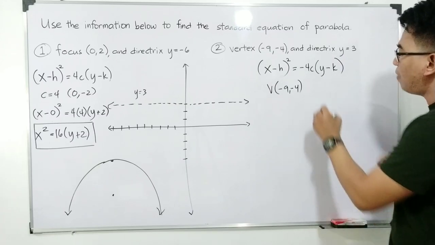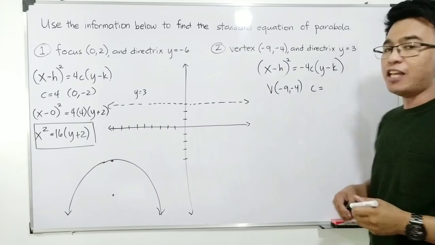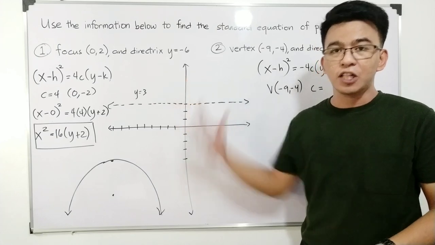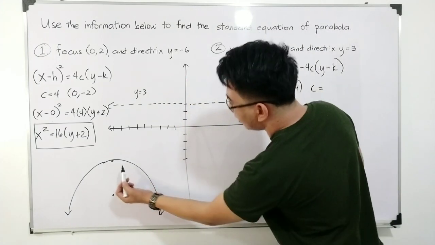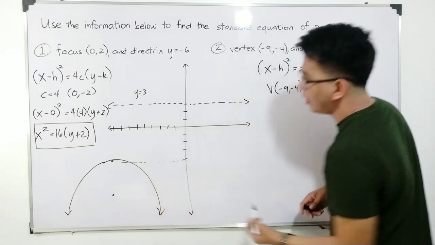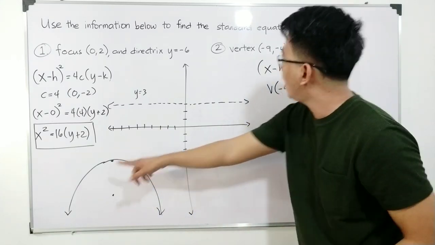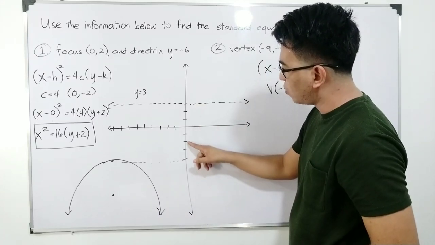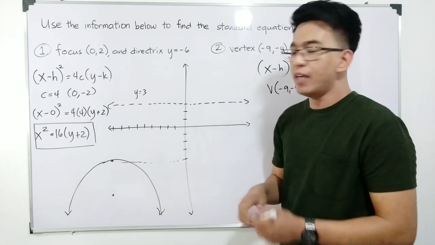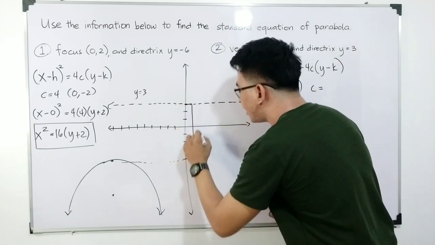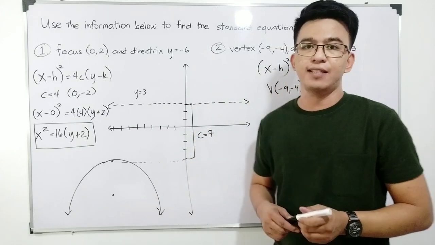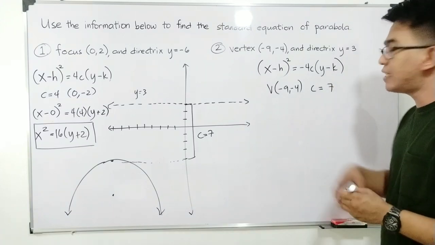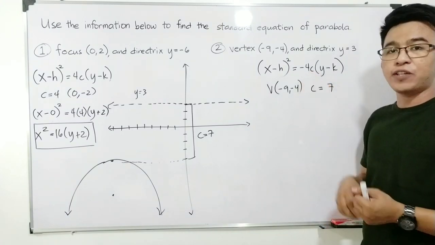Tapos, ang kailangan mo na lang ay yung value ng letter C. Again, the value of letter C is the distance between the directrix going to the vertex. So, tandaan natin na nandito tayo eh. Okay? Ang distance niya, bilangin natin, nakatapat to sa negative 4. Papunta sa y is equal to 3 natin, 1, 2, 3, 4, 5, 6, 7. Ibig sabihin nito guys, the value of your C is equal to 7 units. Nakuha? Ngayon meron tayo ngayong 7 units as your C. So we will use these values sa mismong equation natin.